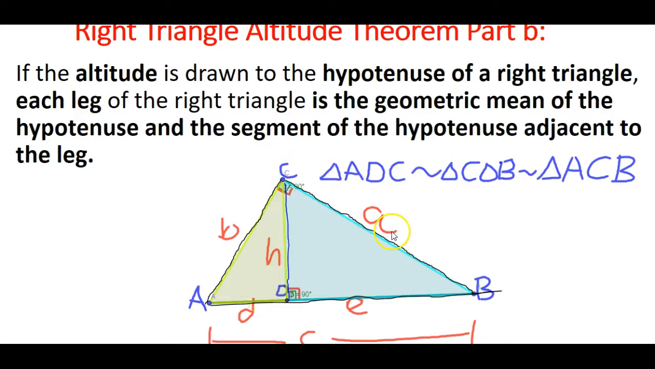So A is going to be the geometric mean of the whole hypotenuse, which is C, and the segment of this hypotenuse that is adjacent to A, which is E. On the other hand, B, which is the hypotenuse of the small triangle and the short leg of the largest triangle, is also a geometric mean of the hypotenuse and D, which is the segment of the hypotenuse that is adjacent to B. This will make more sense when we start applying it to problems.